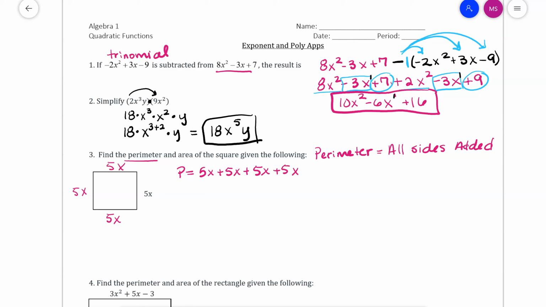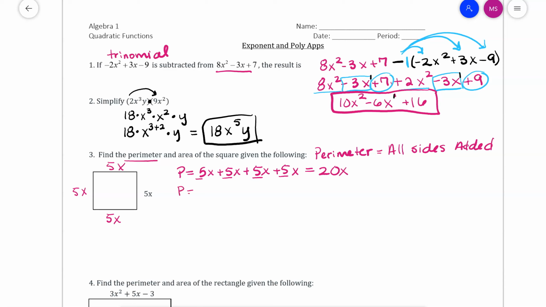So you're going to add 5x 4 times. So you're just adding the coefficients. So 5 plus 5 plus 5 plus 5 gives you 20, and the x just comes along for the ride. You're not adding the exponents, you're not doing anything, the x just comes along for the ride. That is the longer way of doing perimeter.